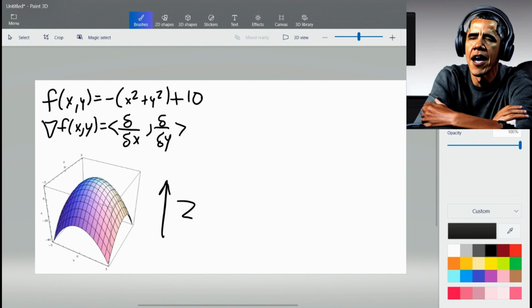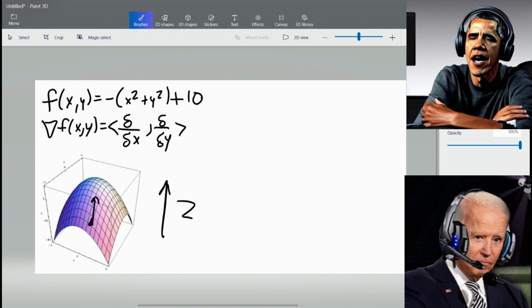Take this hill, for example. At this point right here, the greatest initial increase will be in this direction. That is the gradient vector of that point. Every single point of the function will have its own gradient vector. That's some crazy stuff, man, but how do we find the gradient?